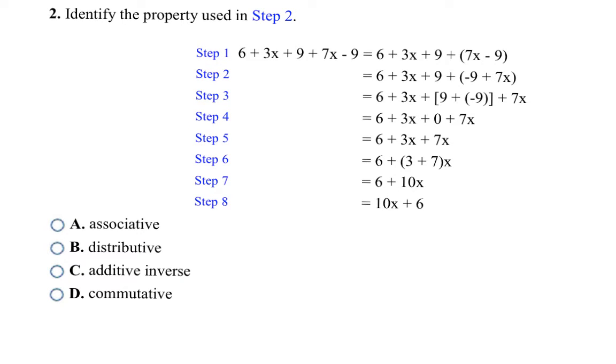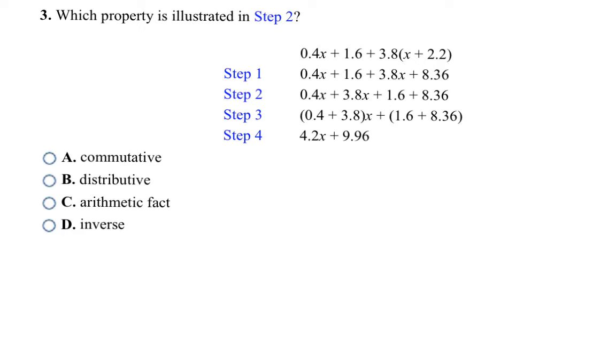Now let's look at number 2, and it wants us to identify the property used in step 2. So I need to go from what happened from step 1 to step 2. What allows us to write step 2? So if I look, everything's the same except for the order of the addends is different in the parentheses here. So I changed the order in which I'm adding. The property that allows us to change the order that you're adding is the commutative property. So it's going to make my final answer D.